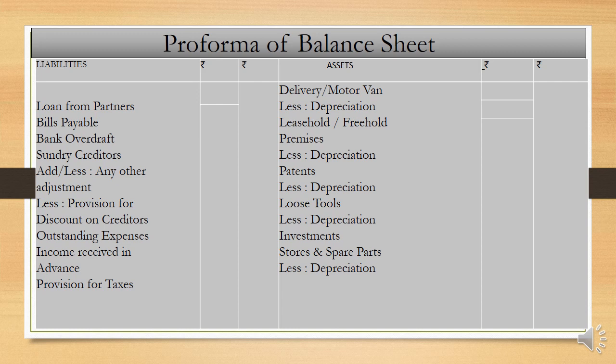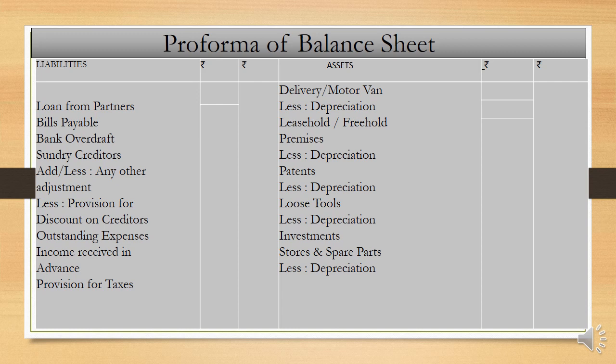Patent is an intangible asset. Patent is some style that the business organization uses for its products or goods and services, that is known as a patent. But patent is an intangible asset. Loose tools mean the spare parts of the fixed assets, so it is considered as an asset.